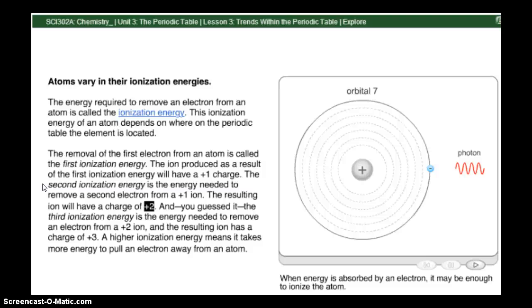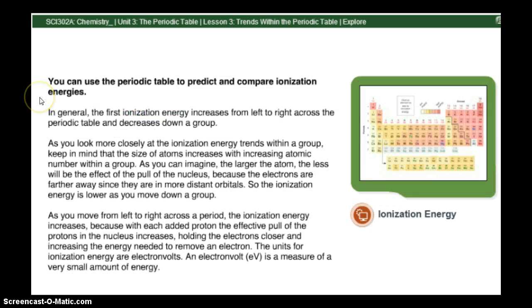A higher ionization energy means it takes more energy to pull an electron away from an atom. You can use the periodic table to predict and compare ionization energies. In general, the first ionization energy increases from left to right across the periodic table and decreases down a group. So you can memorize this stuff, but that's not going to help you long term.